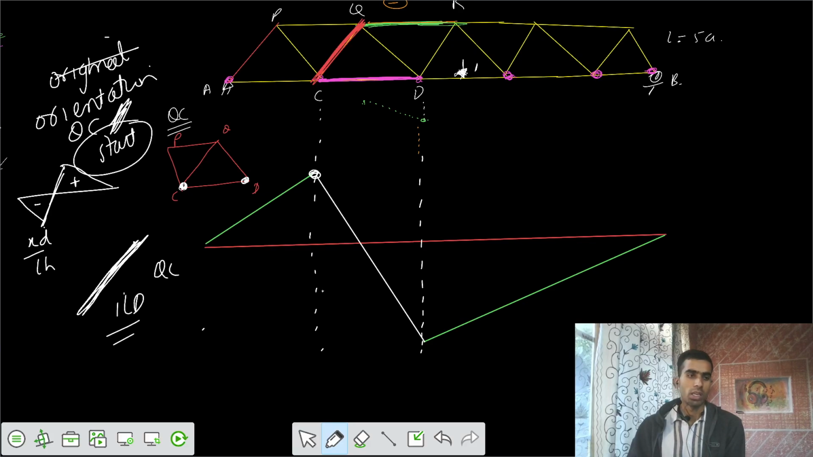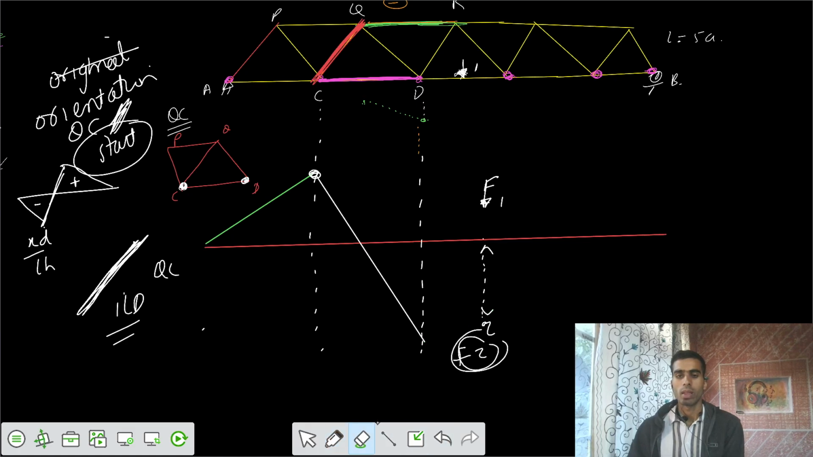ILD for member QC. That means when the load was at this location, you had a force in the member QC that equals some ordinate of this one, and that's negative. That means if a force of 100 kilonewton was there, I had some ordinate here, Z. So force in the member QC was F times Z. This was the value, negative, compressive. Okay.